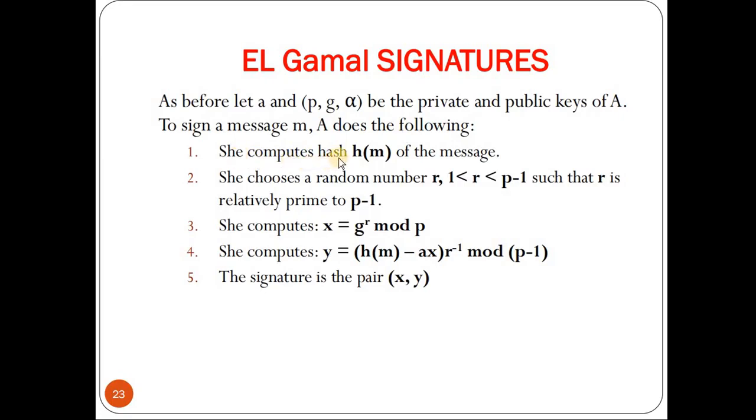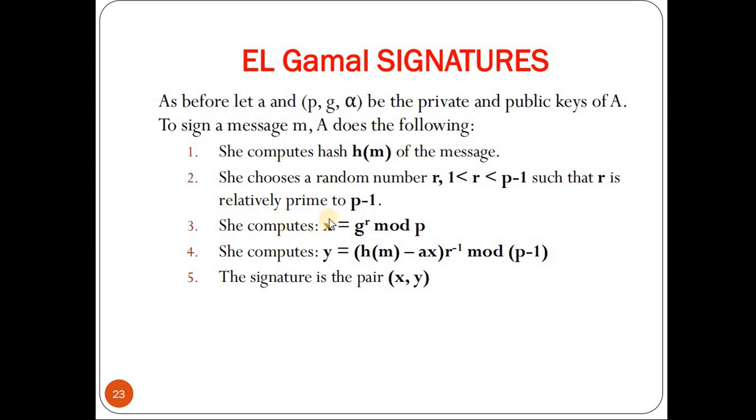First, he computes the hash h of M. So given a message, he needs to compute a hash. To compute the hash, he might use any of the algorithms like MD5, SHA1, any of those hashing algorithms, and the hash is computed. Second, she chooses a random number r such that r should be within the range 1 to p minus 1. Also r is relatively prime to p minus 1. Now a random number is chosen by A.